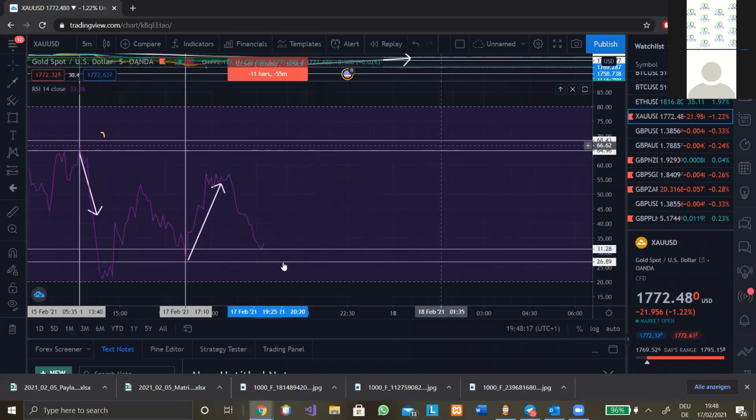In case the market rejects this level and buys, good and fine, we miss the trade. You get it?